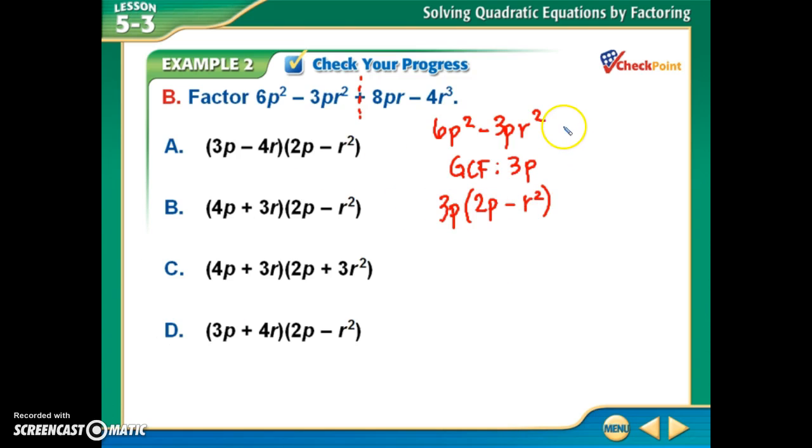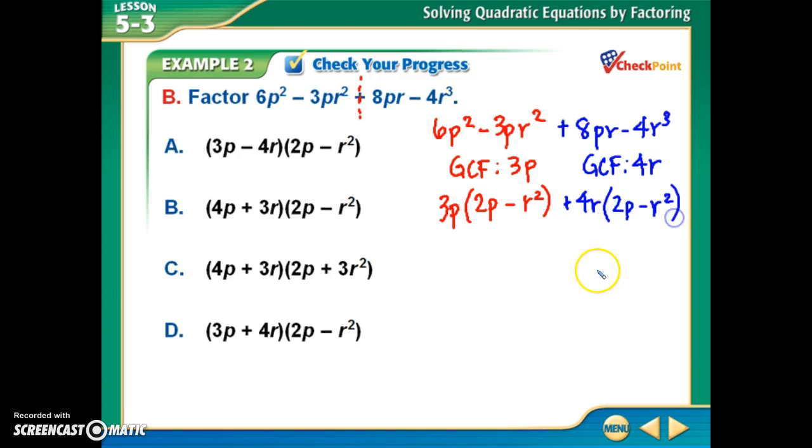If we look at the second half of our equation, we have plus 8pr minus 4r cubed. Our GCF is going to be 4r. So if we pull out a positive 4r, we're left with 2p minus r squared. We know that we're doing something right because we have 2p minus r squared in both sets of parentheses. So that's going to be our first set down here. Our second set is going to be our 3p and positive 4r. So our answer is D.